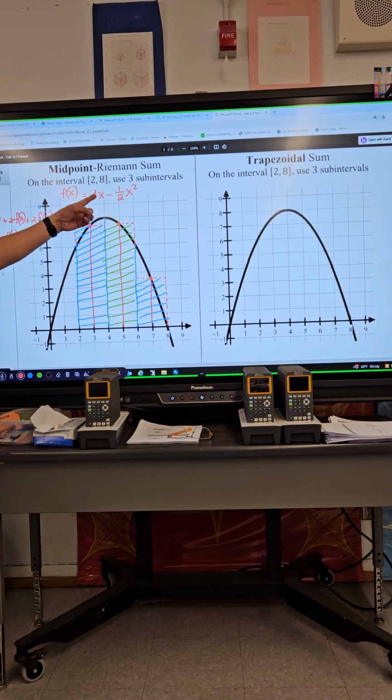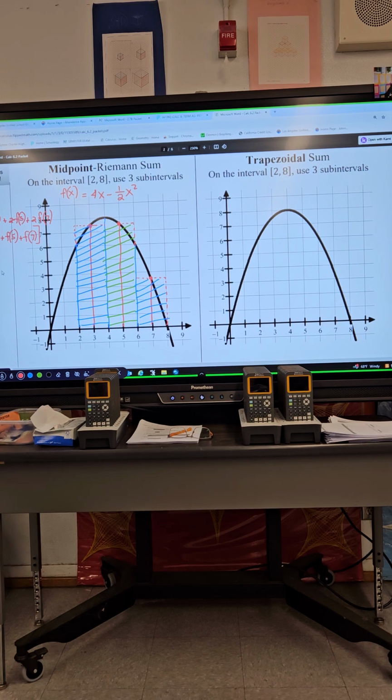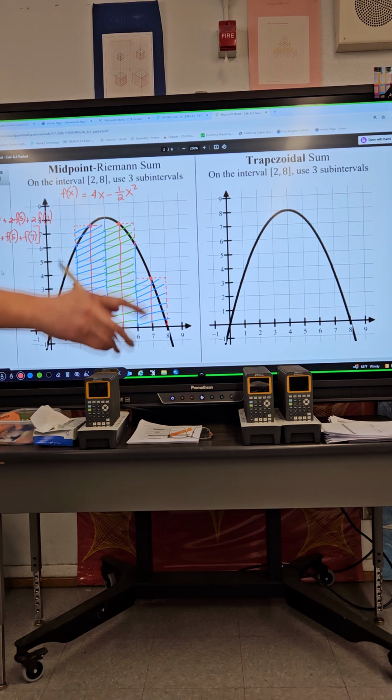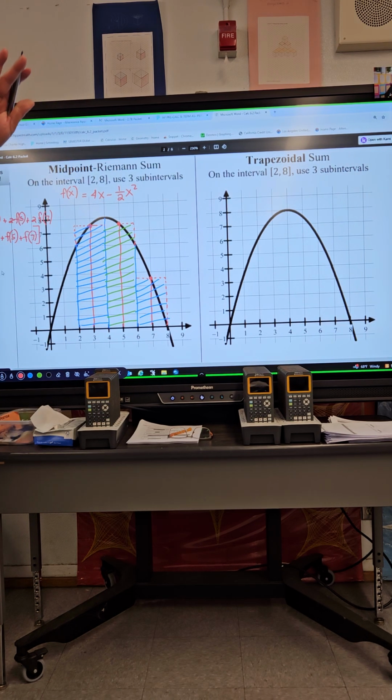So this is 12. Then 3 squared is 9, so 9 halves. What is 12 minus 9 halves? Do it in fraction. 7.5. Good. Yes, you're right, 7.5. But I want you to do it in fraction. That's 15 halves, right? Yes, 15 halves.